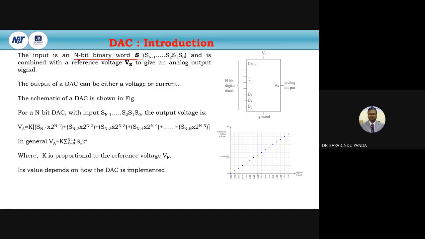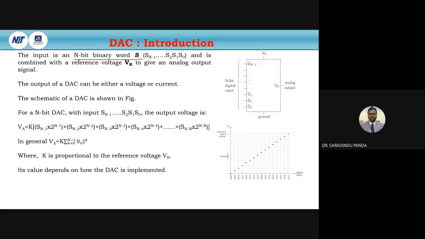No problem. The output of a DAC can be either a voltage or a current. I already told in the previous class. The schematic of the DAC is shown in the figure. This is the analog output with respect to the given digital input. So this is the VA. This is the general form: VA is equal to K, where K is the proportional constant with respect to the reference voltage VR.